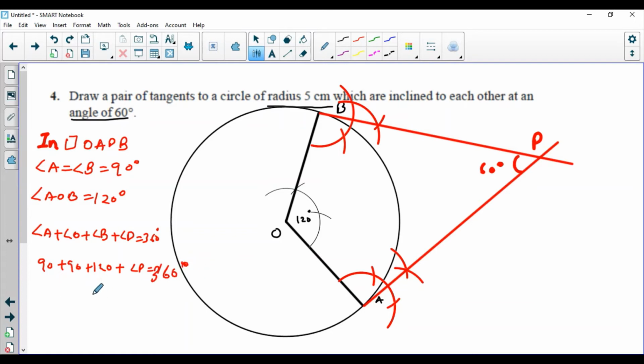Okay, so 180 plus 120 means 300. So angle P will be 360 minus 300. That will give 60 degrees. So this is by justification of our construction. Okay.